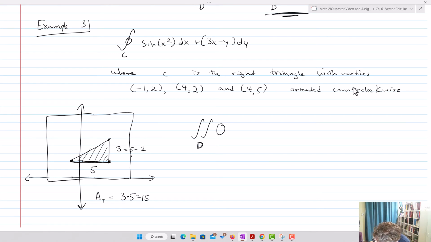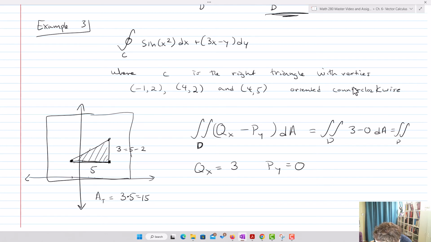And I want qx minus py, and this is going to then be dA. Okay? Qx is going to end up equaling 3, and py is going to end up equaling 0, right? Because there are no y's inside of sine of x squared. So this is going to end up equaling the double integral over the region D of 3 minus 0 dA, which is just the double integral over D of 3 dA.